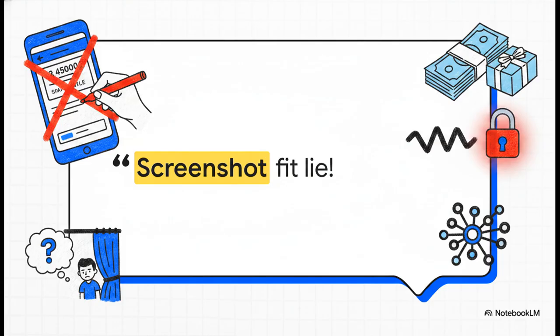Never trust a screenshot alone. As the Local Awareness Project phrase goes, screenshot fit lie. A screenshot is incredibly easy to fabricate with basic mobile editing tools. What this means for you is absolutely no physical goods should ever be released until the funds physically reflect in your own banking app or via your USSD balance. An image of money is not money.